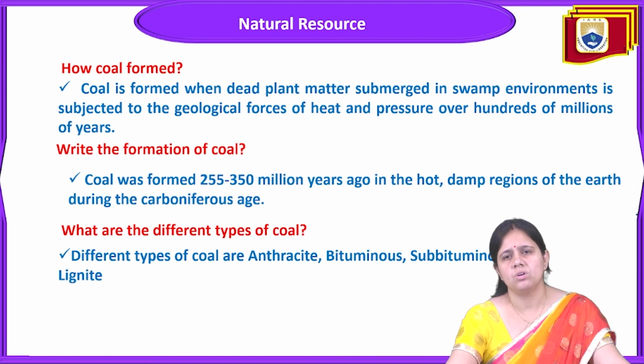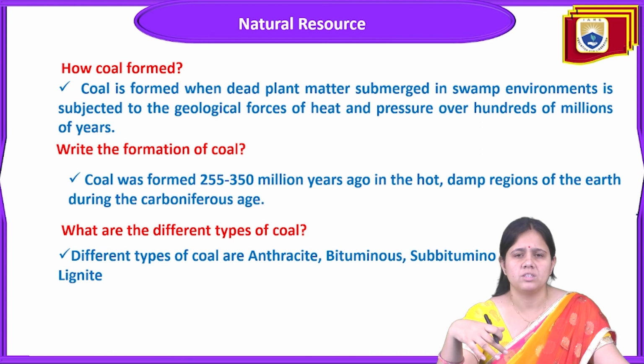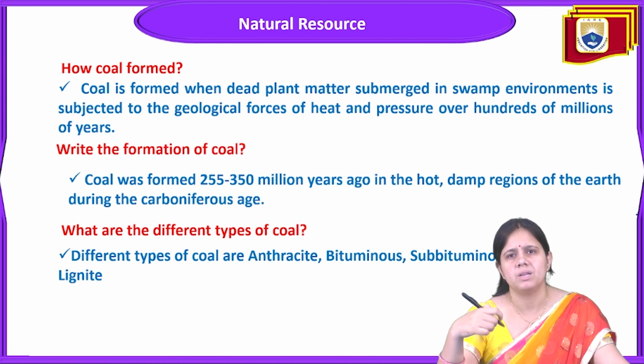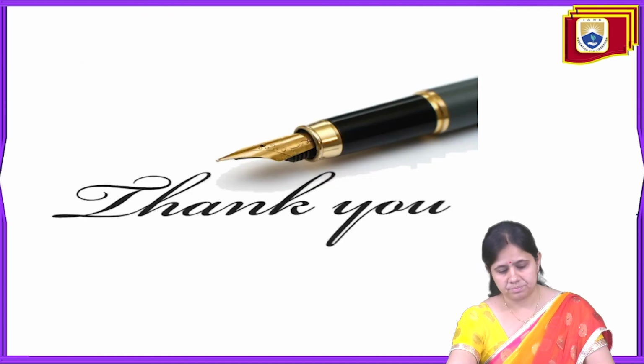So this is about coal formation and how long it takes. It takes 255 to 355 million years, in a very hot, damp region of the earth, during the Carboniferous age. Coal is formed when dead plant matter submerged in a swamp environment is subjected to geological forces of heat and pressure over hundreds of millions of years. This is about the formation of coal and the types of coal.